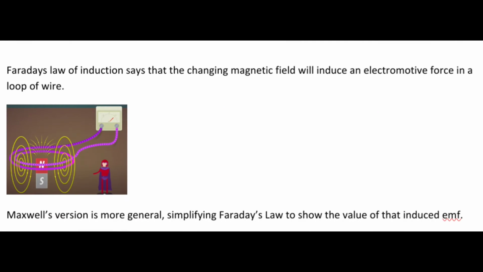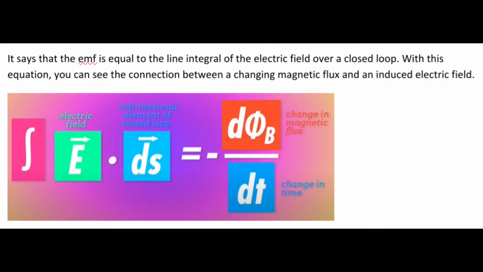Maxwell's third equation doesn't have anything to do with Gauss's law; instead it's Faraday's law. Faraday's law of induction says that a changing magnetic field will induce an electromotive force in a loop of wire. Maxwell's version is more general, simplifying Faraday's law to show the value of that induced EMF. It says that the EMF is equal to the line integral of the electric field over a closed loop. With this equation, you can see the connection between a changing magnetic flux and an induced electric field.